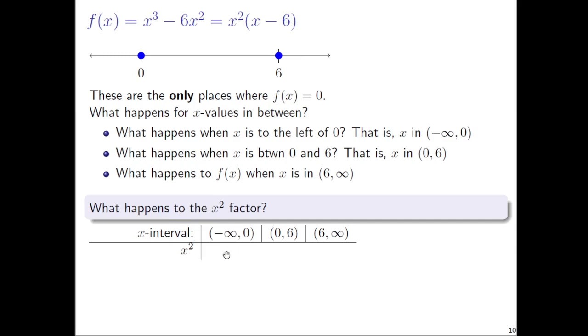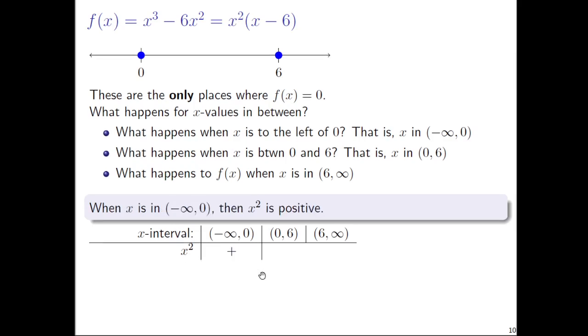So first, what about right here? We need to pick an x value in this interval, negative infinity to 0. Maybe we pick x to be negative 3. So then negative 3 quantity squared would be positive 9. So this x squared is positive, so we put a plus sign here.